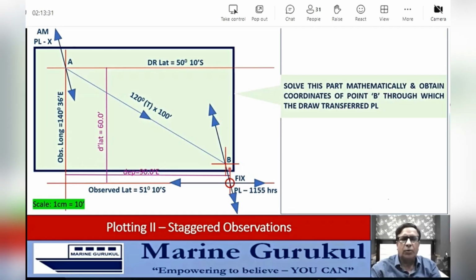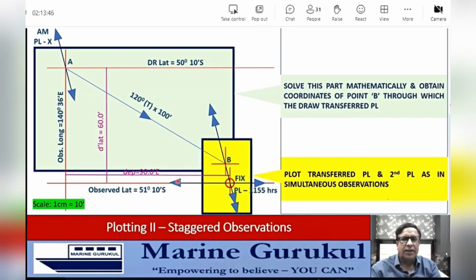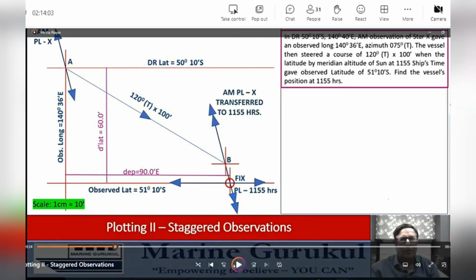Once we have this point B coordinates through which to draw the transferred PL, we also have the second PL, transferred PL and second PL being of the same time, then this part of the plot, which is in the yellow box, can be plotted. And though you will be plotting a transferred PL and the second PL, but since they are both for the same time, the concept shall be exactly the same as you had done during the simultaneous observations. So is that clear now, beta?